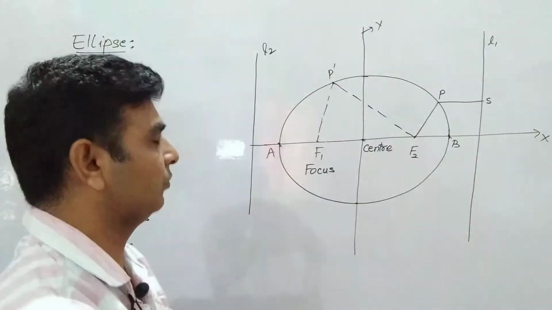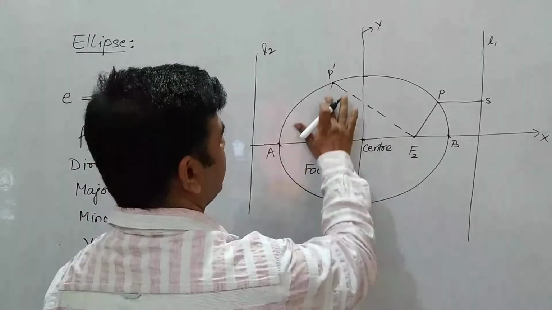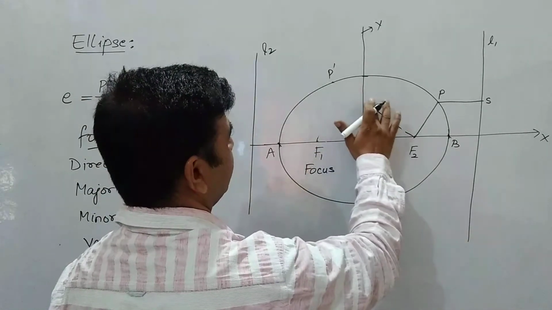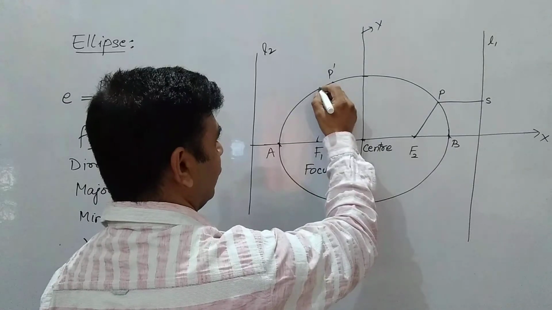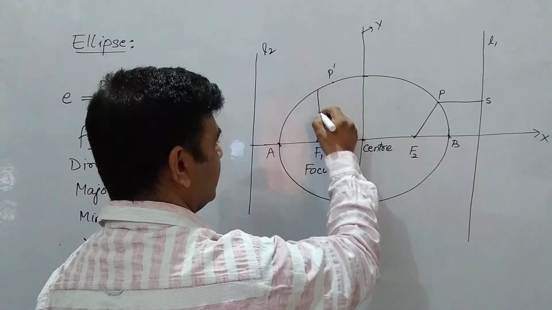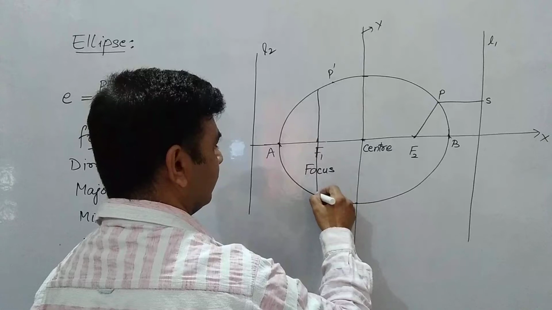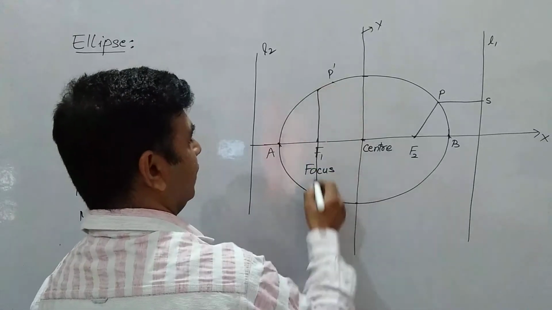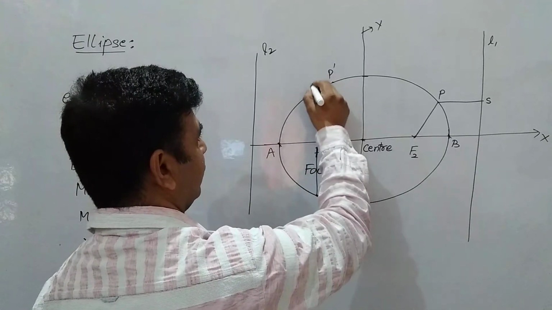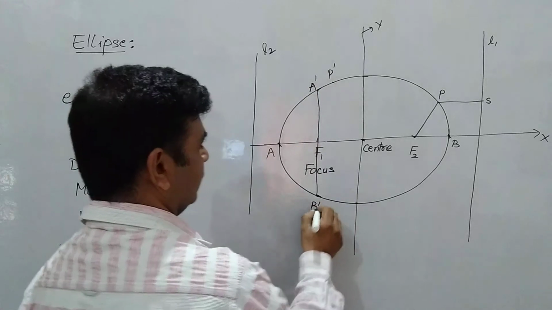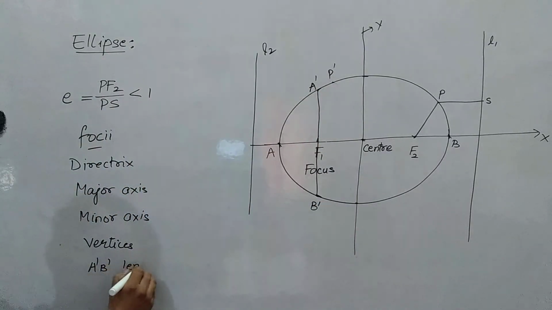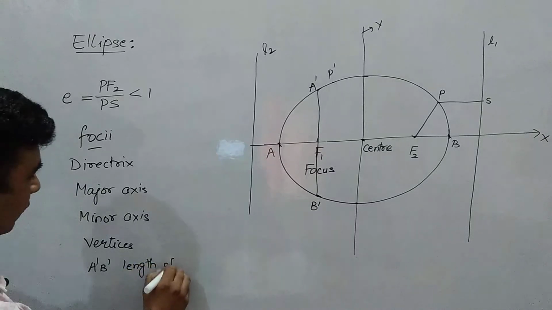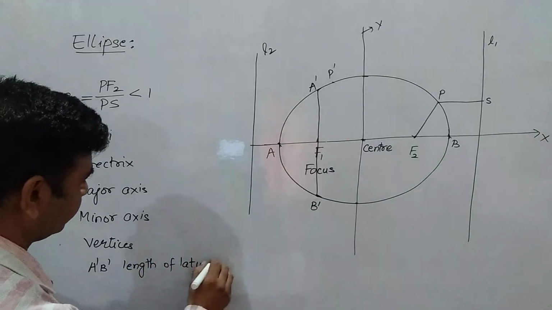Length of latus rectum was already discussed in the last videos. This is the length of the path followed by the curve that passes through the focus. So this is the length of latus rectum. This is your A dash, this is your B dash. So A dash B dash is known as the length of latus rectum.